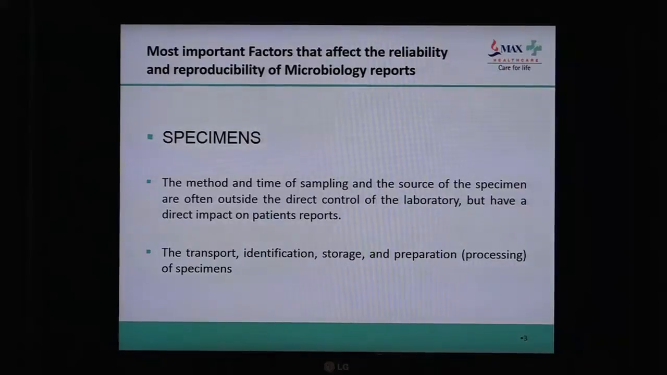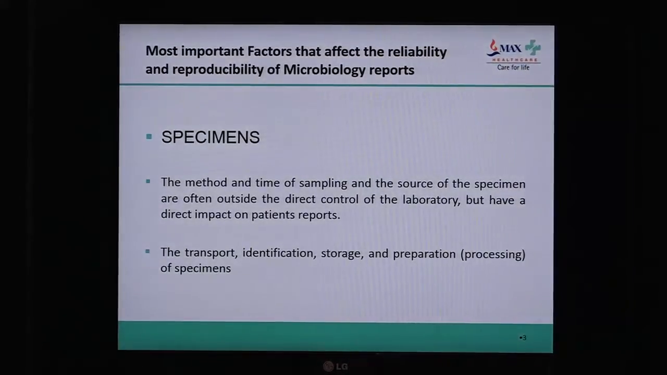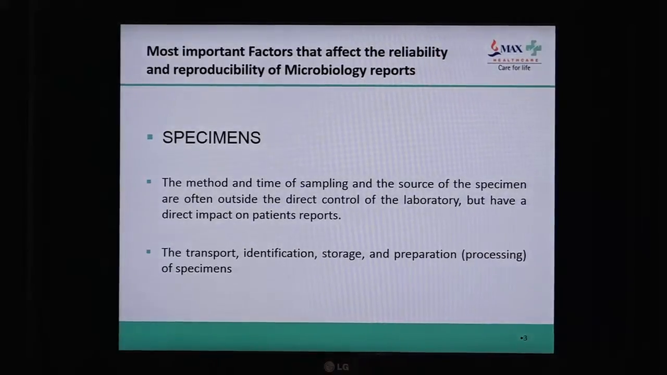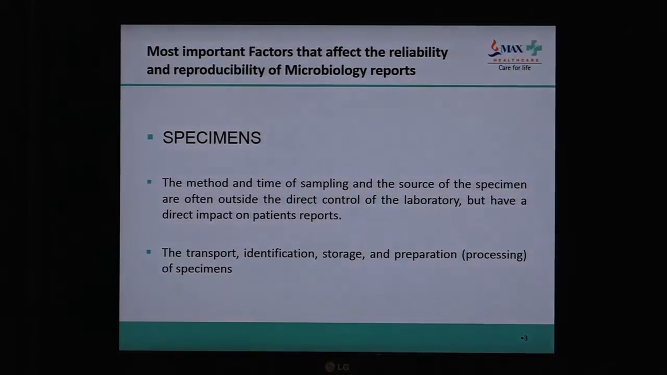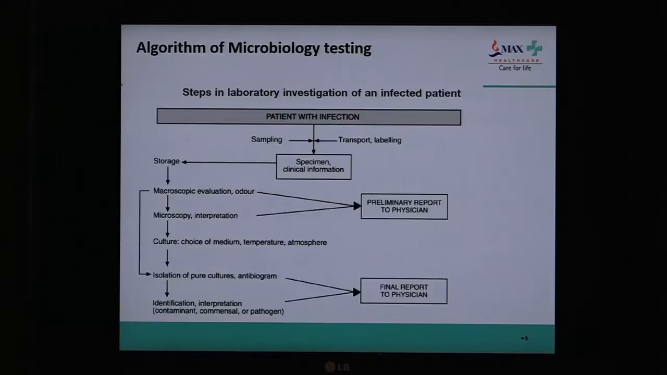The method, the time of sampling, how you collect the sample, and the source of the specimen are often outside the direct control of the laboratory. Microbiology or pathology don't know how the sample has been collected, from how much distance it came, or after how many hours the sample is being processed. So the laboratory is not much aware of sample collection, and this has a direct impact on patient reports. The transport, identification, storage, preparation and processing of the specimen decide the quality.